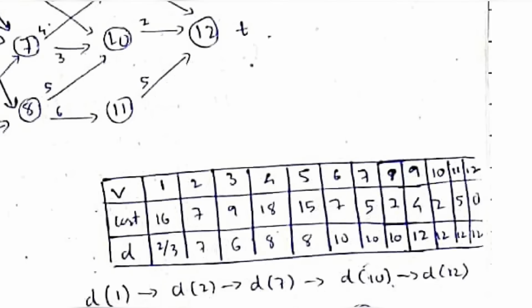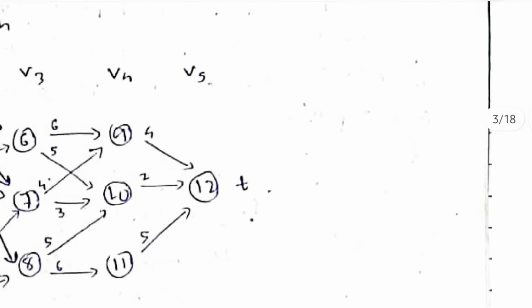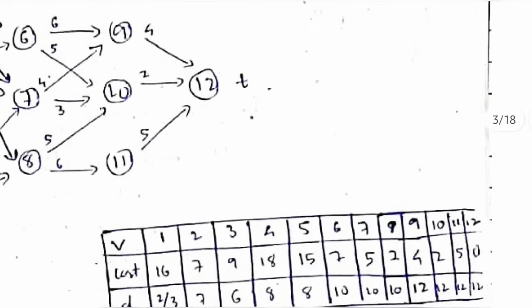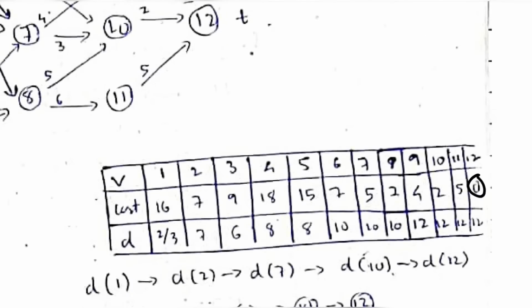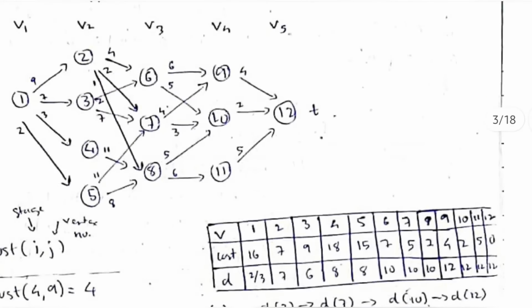Alright, but before that we have to fill the 12th value. For the 12th value, for reaching from 12 to 12, there is no cost required. So the cost will be 0, and D means where we are reaching the destination, from 12 to 12. So we will write here 12. And for 9 we will write 4 and the destination is 12. So 4 comma 12 here.